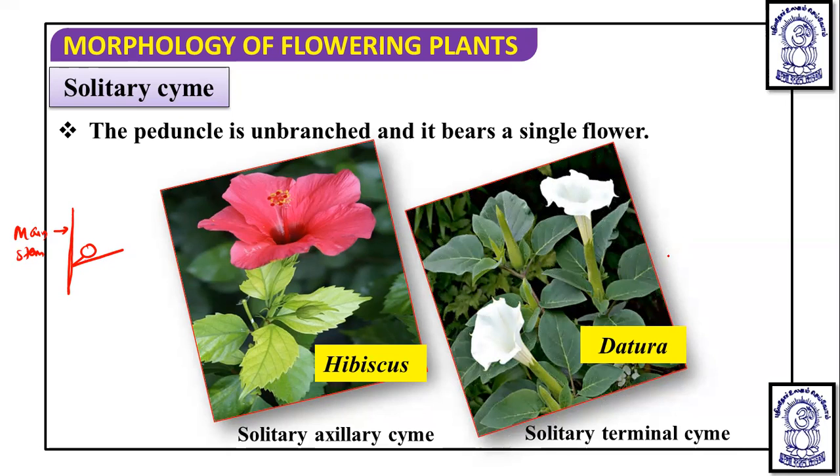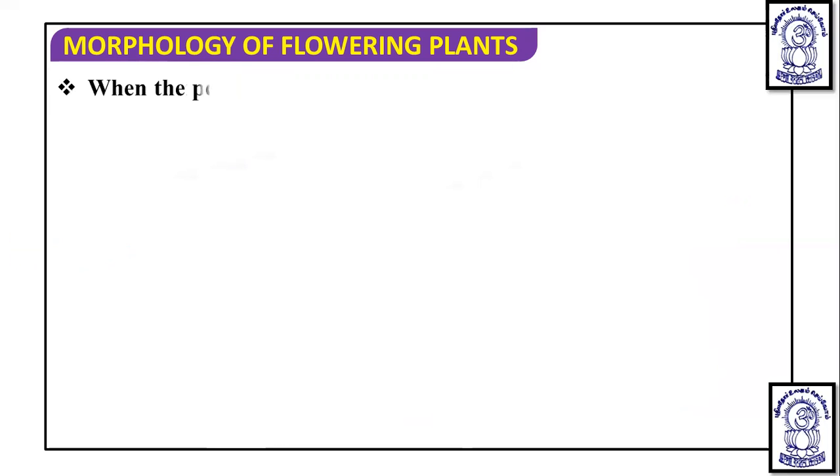Then it is known as solitary axillary cyme. But if the flower is present on the tip of the peduncle, then it is known as solitary terminal cyme. So solitary terminal cyme is seen in case of the datura, and solitary axillary cyme is seen in the hibiscus, that is the China rose, and both have a single flower.